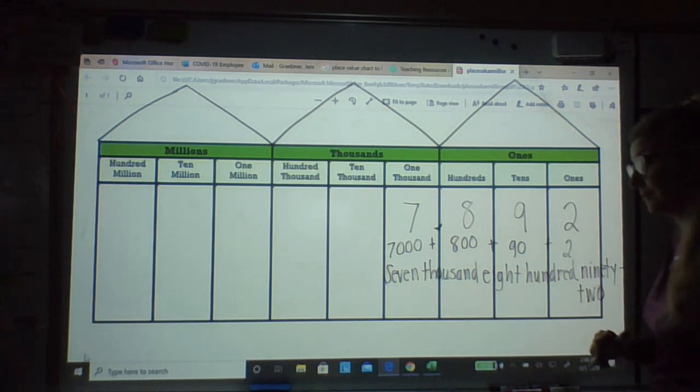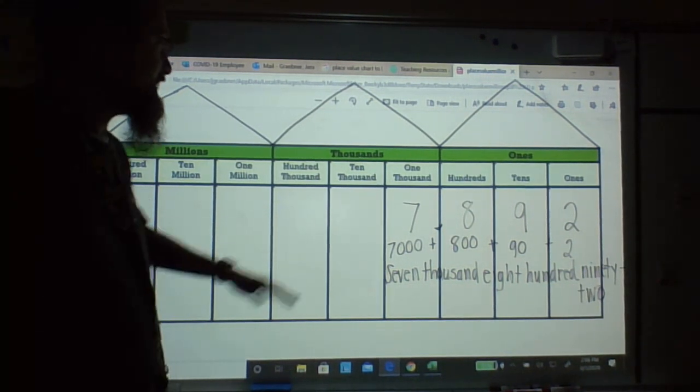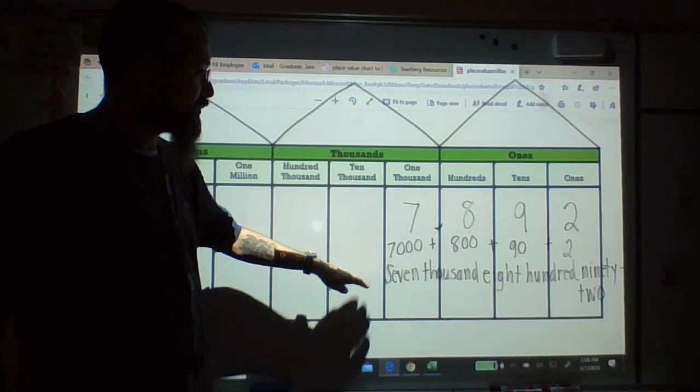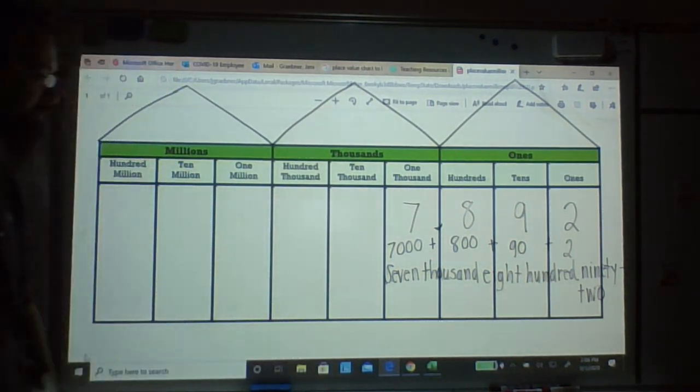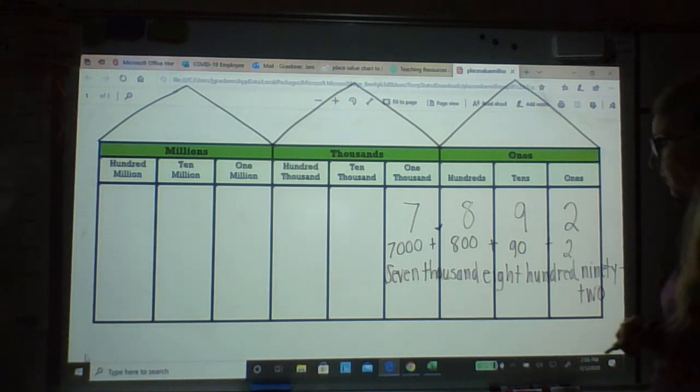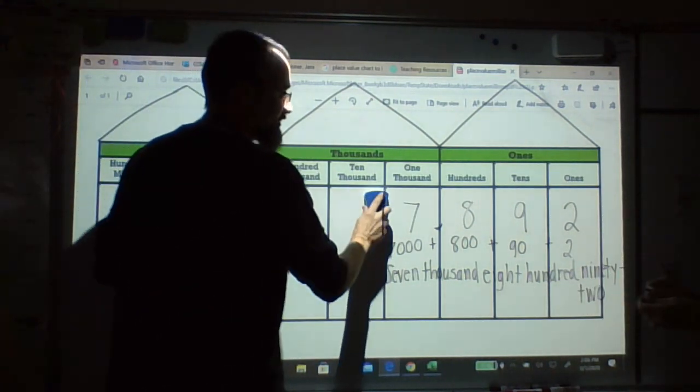Amazing. So we have standard, expanded, and word form. All three. That's wonderful. Let's try another one. All right. Let me erase this for you.